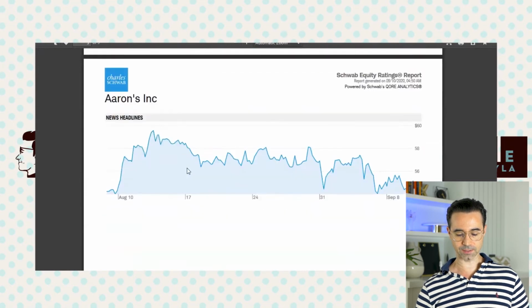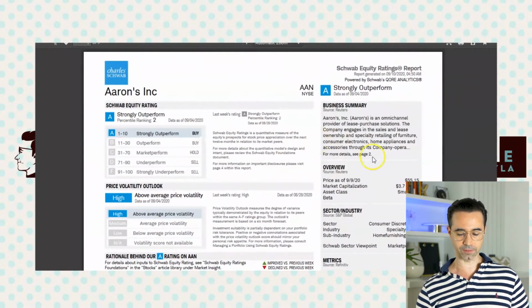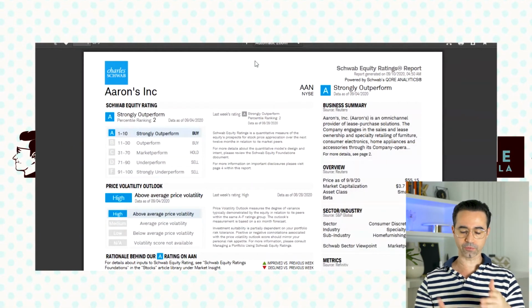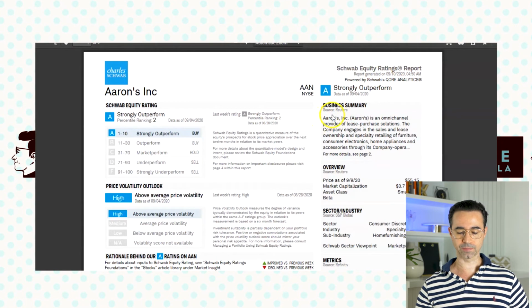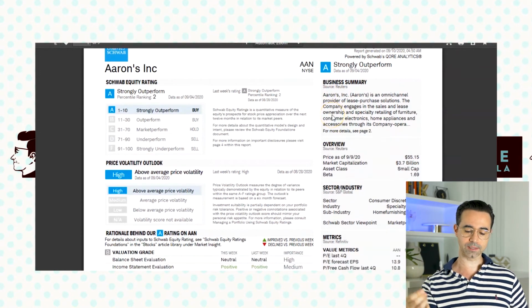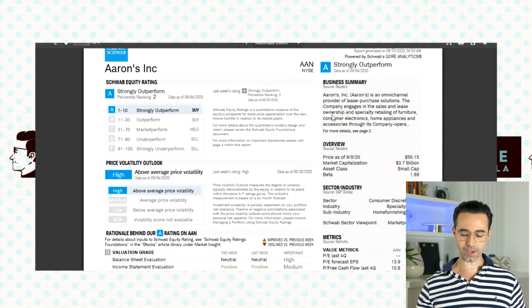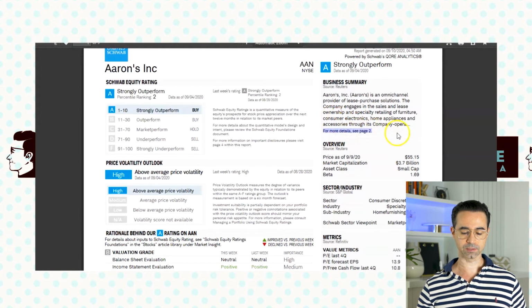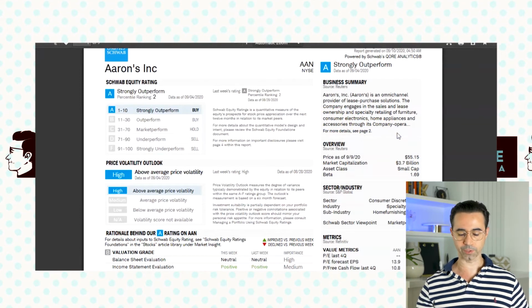Then we have headlines, and then there's a bunch of legal stuff at the bottom. So that's pretty much all the things on the left side of this report. Now we go over to the right side, and we can see things like the business summary, so you can quickly take a glance and see what the company's about. Now, if you wanted to read more, you would just go down to page 2, because it says here for more details, go to page 2 if you want to learn more about the business summary.